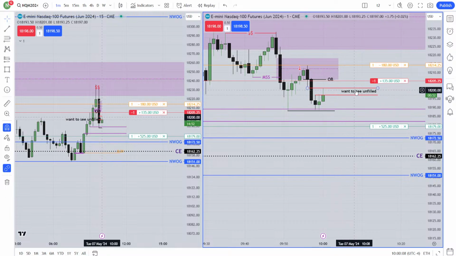Okay, it closed that fair value gap. So when it closed that fair value gap, maybe it will consolidate a little more before reaching that new week opening gap.